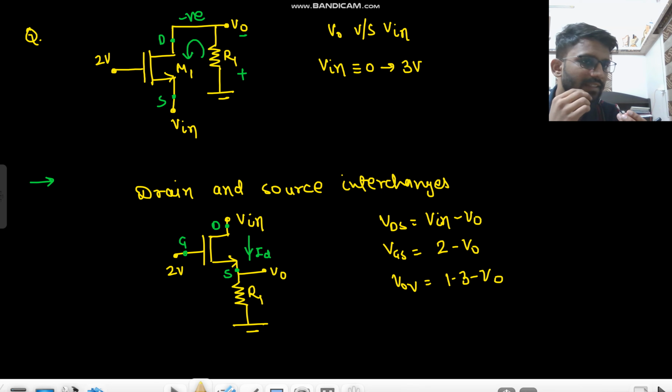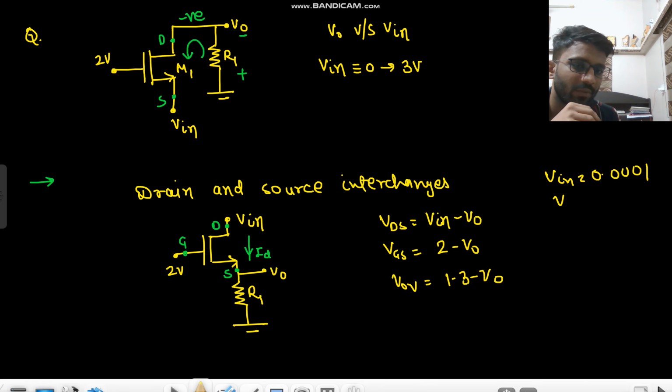So Vin will always be greater than Vo. Let us assume Vin is 0.2, so Vo will be 0.1. Here your VGS will be 1.9 and your VDS will be 0.1. Understood? So the current will flow. Just above 0, we will have some Vo. Let us assume Vin is 0.0001, and Vo goes to a very small value like 0.00005.